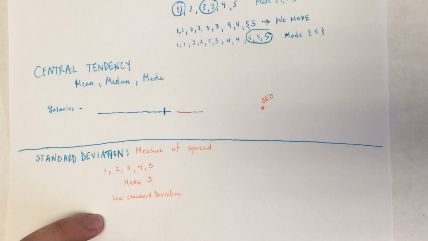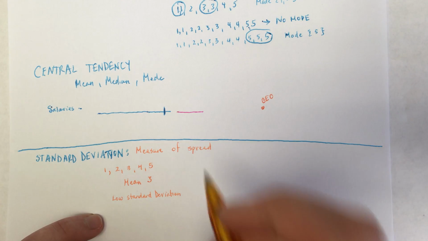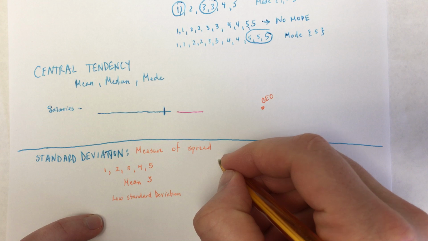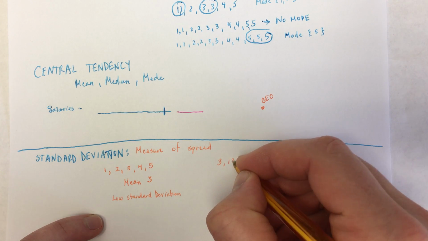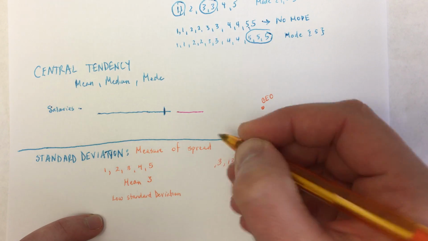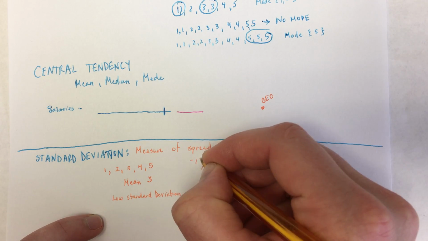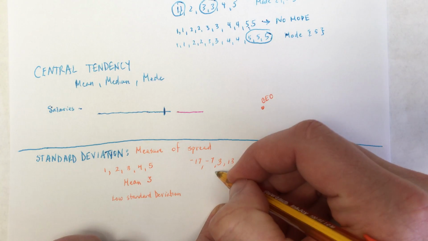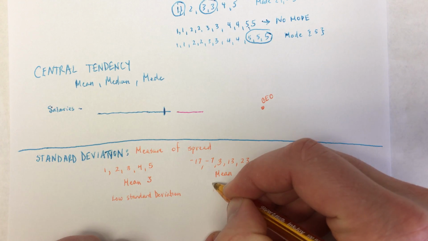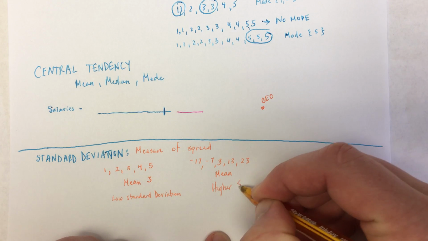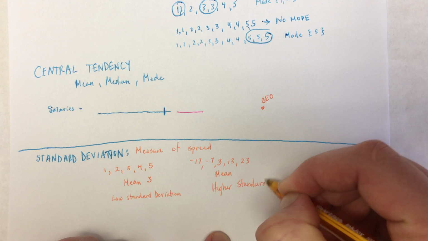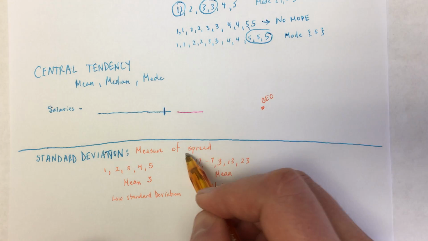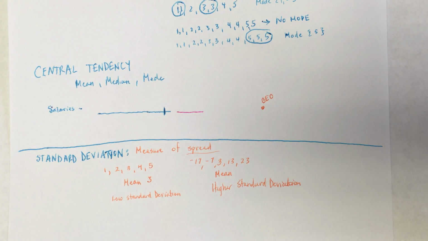But if I were to look at a data set where we went like 3 in the middle again, 13 and 23, -7 and -17. Again, the mean is going to be 3, but it's going to have a higher standard deviation. And so that's what I mean by spread. It's the amount of distance between the numbers.